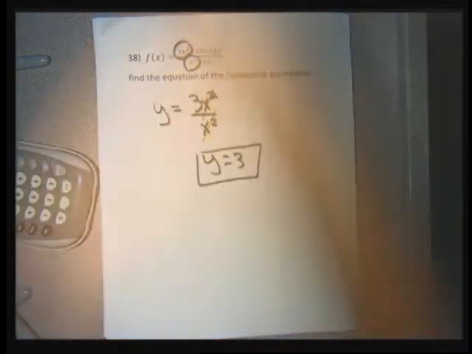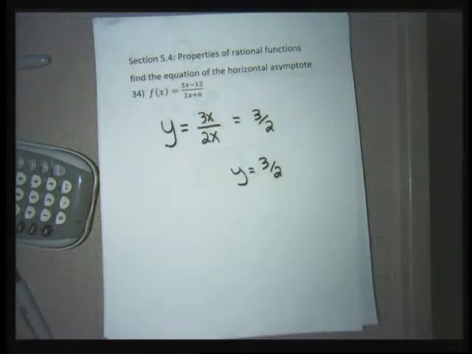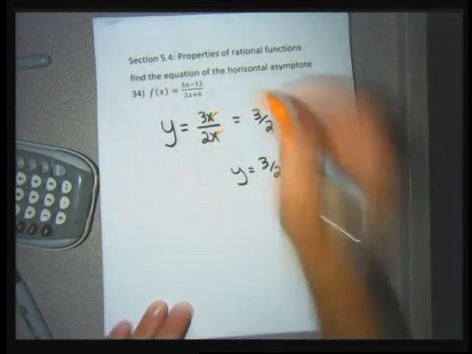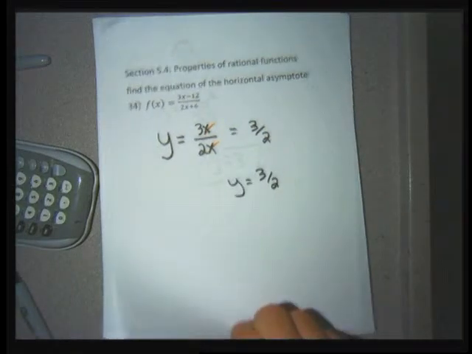So what 36 and 38 had in common is when I went to find the horizontal asymptote, the x's canceled, and that's kind of the nicest situation. That's the easiest situation for finding a horizontal asymptote.